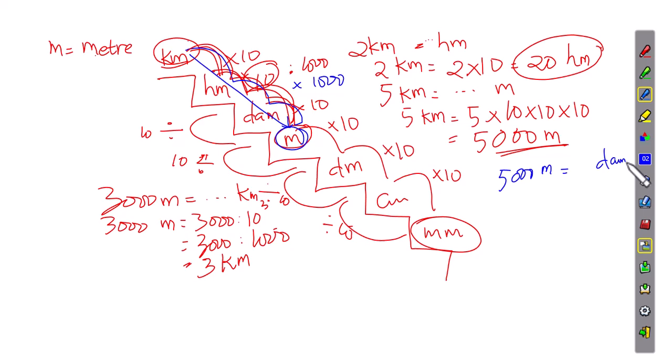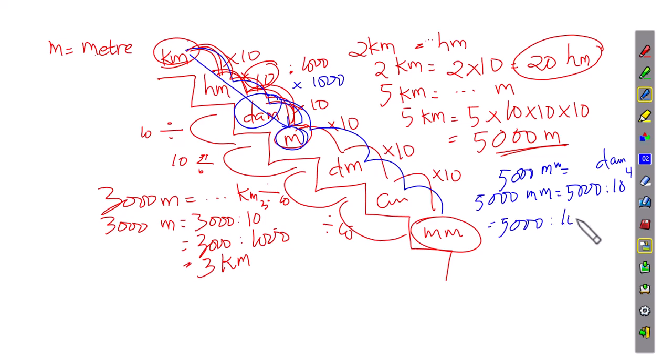So we count how many stairs they need to go from millimeter to decameter: 1, 2, 3, 4. So it means 5,000 millimeter equals 5,000 times 10 to the power of 4, or 5,000 divided by 10,000. Then you will have 0.5 liter. So this is the way to convert the units of length.